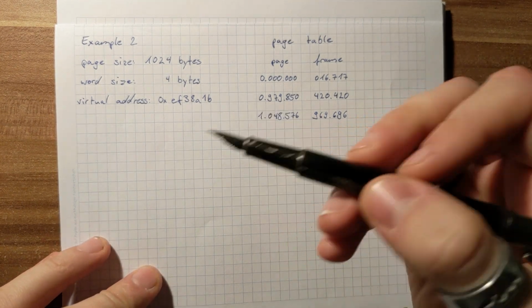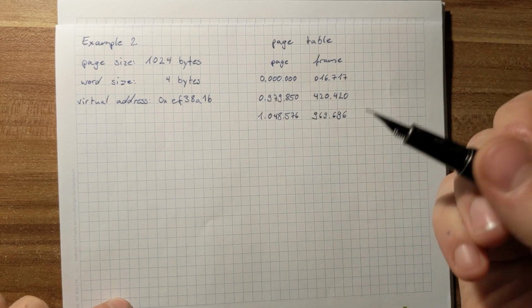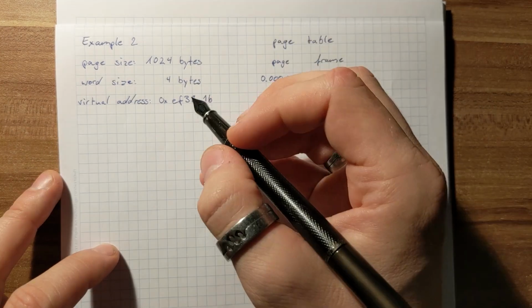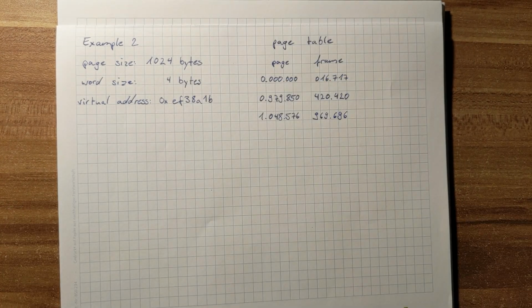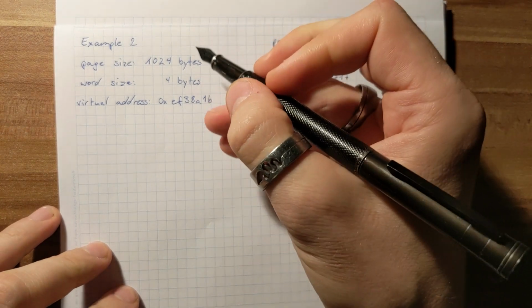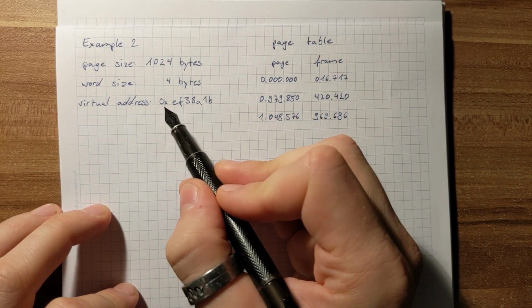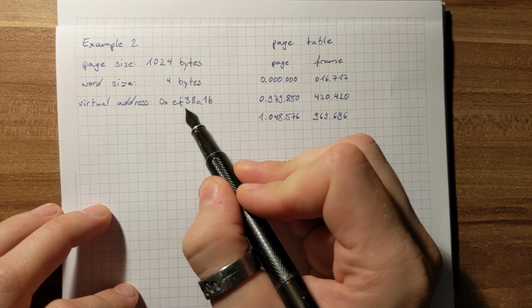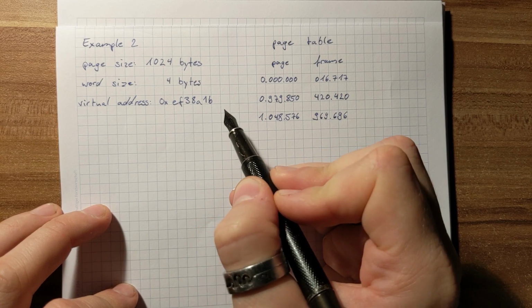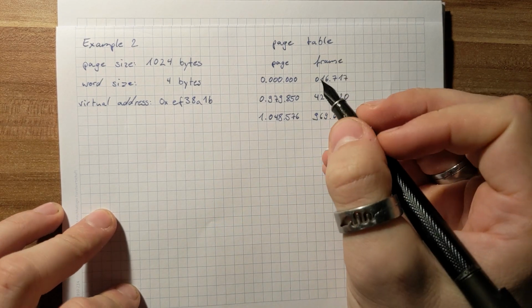Still, these are not realistic numbers, but they're just one step in the right direction. So we have a page size of 1024 bytes. We have a word size of 4 bytes. The virtual address 0xEF38A1B, and we have a page table given again.